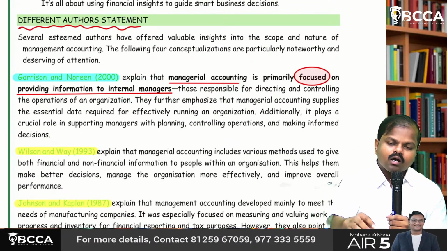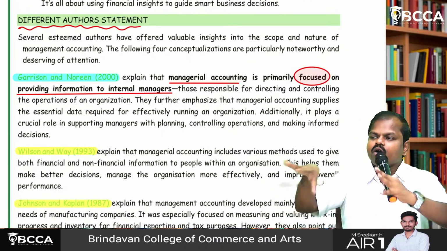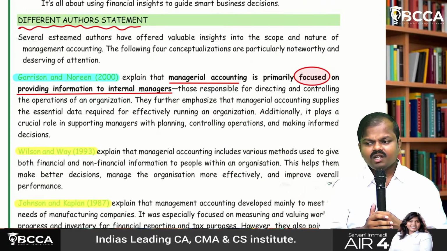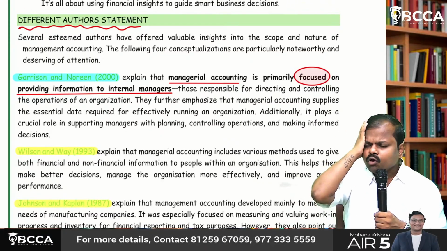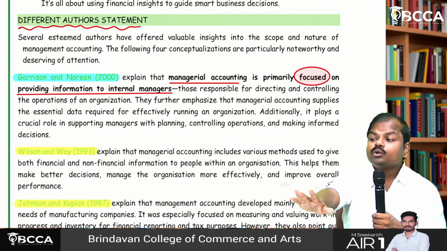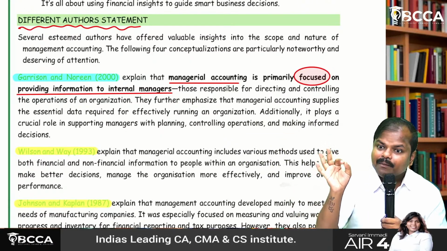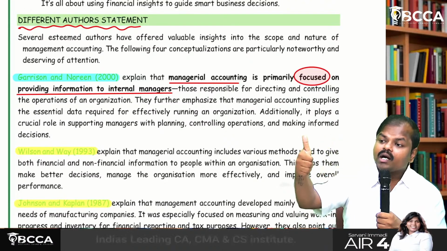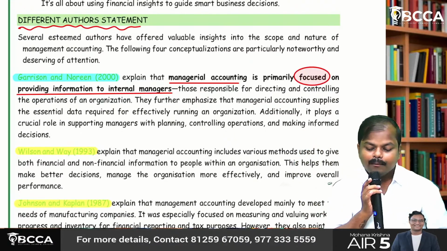Now tell me, according to Colin Dury, what is the meaning of management accounting? In his opinion, management accounting is a combination of all the subjects. According to Garrison and Noorin, management accounting is more focused on providing only information to the internal manager. Who is the internal manager? Any person having responsibility to control or direct the business. Such person is called internal management.